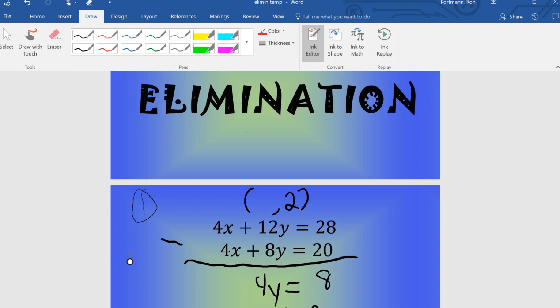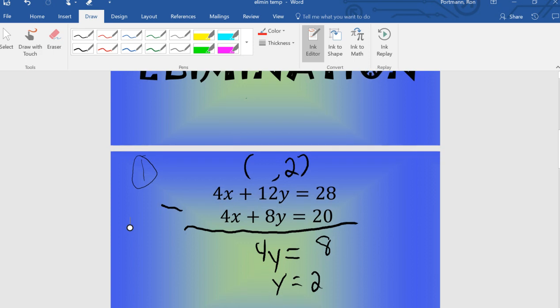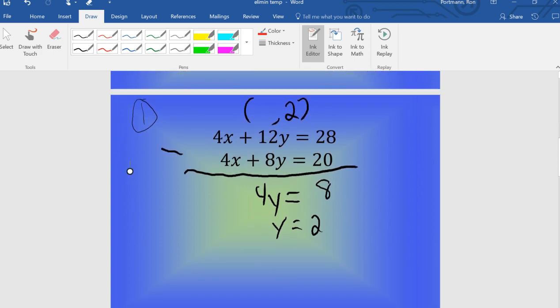Well, knowing that y is 2, we're going to plug 2 in for y into either one of those equations, whichever one looks like it might be a little bit easier. I can make the argument here that they're both about the same. So let's scroll down here just a little bit. If we know that y is 2, let's plug 2 in for this second equation, just because the numbers are a little bit smaller. So we're going to say 4x plus 8, and we're going to put a 2 in for y, and that equals 20. So now this is a two-step equation, all right? So we're going to say 4x plus 16 equals 20.